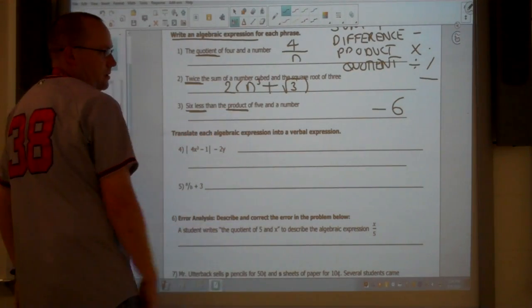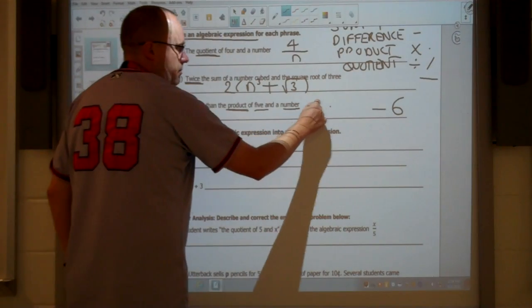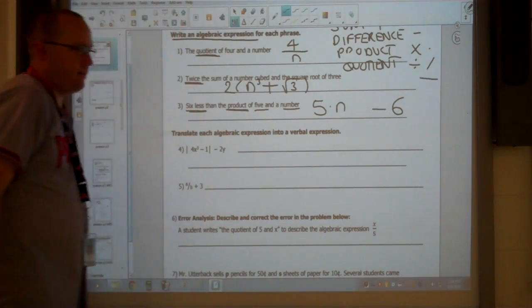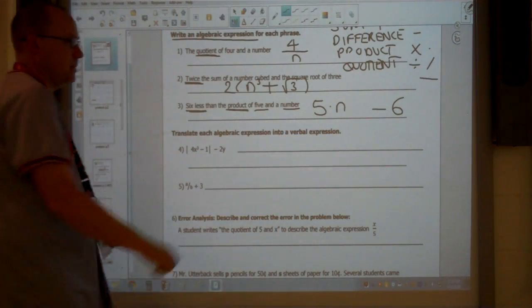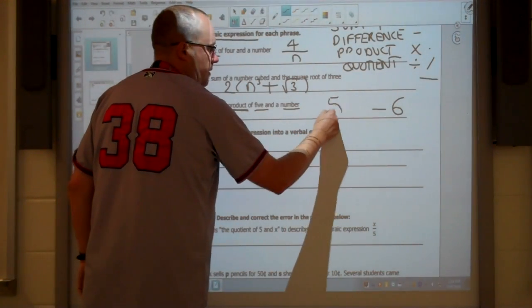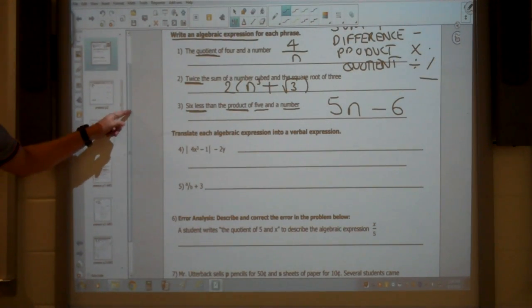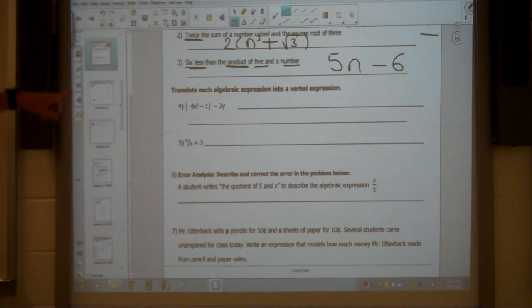I now see product, so I know that means a multiplication, so I could use the dot for this. 5 and a number. I'm going to pick n again for number as my variable, so the answer is 5 times n minus 6. Now even better, rather than putting 5 dot n, I could just go ahead and put 5n. When two things are next to each other in algebra, it means that we're going to multiply those two things. Now in 4, we're going to do the reverse of that.